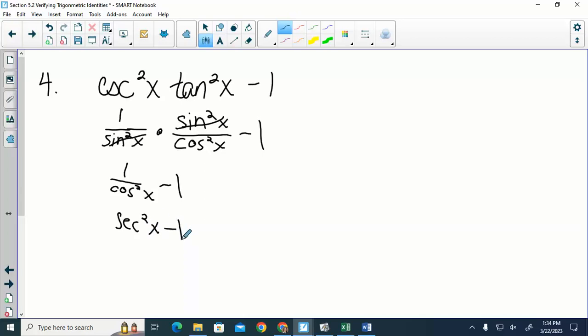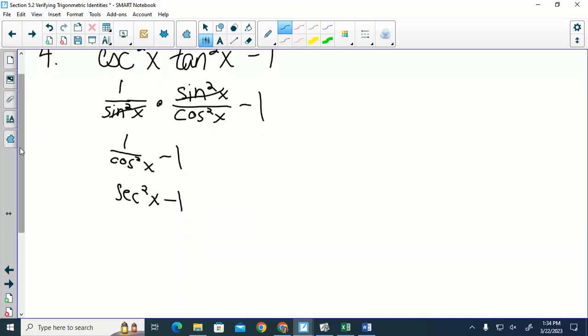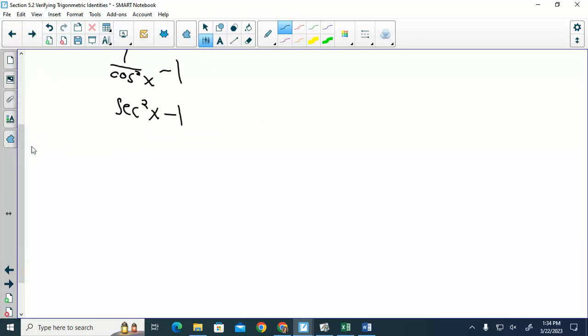Pythagorean identities. Is there anything involving a secant squared? Which one? Tangent squared plus 1 equals secant squared. So if you subtract over that 1, secant squared minus 1 is equal to tangent squared. Yep. So from that Pythagorean identity, tangent squared x. And that's our final answer.